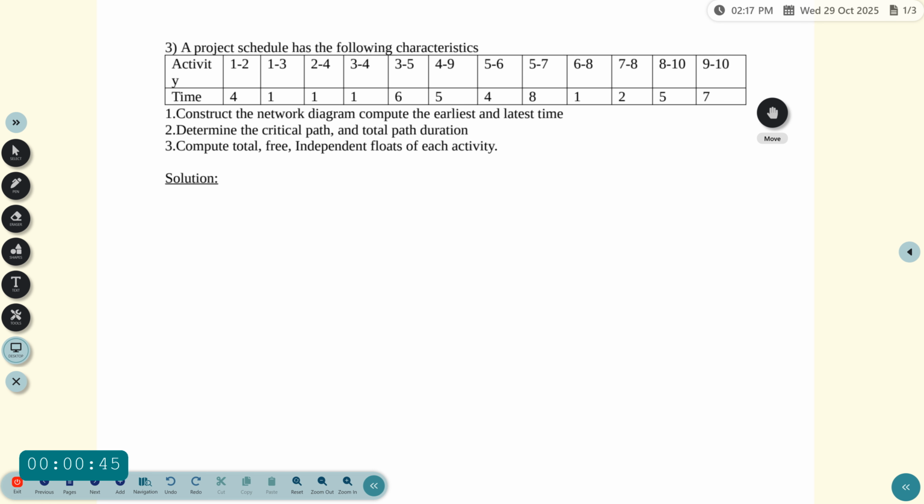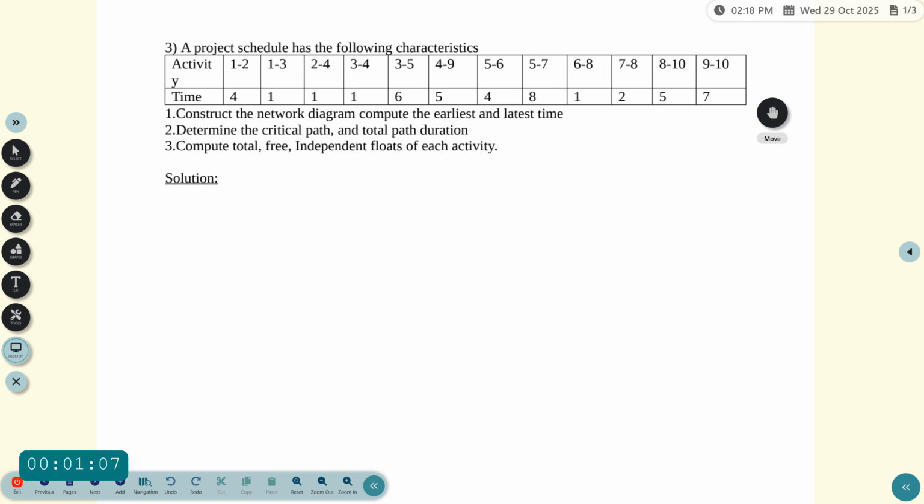The given problem is to construct the network diagram and then compute the earliest and latest time, which is the first question. The second one is to determine the critical path and the total path duration. And the third one is to compute total float, free float, and independent float of each activity. Now let's go to the solution.